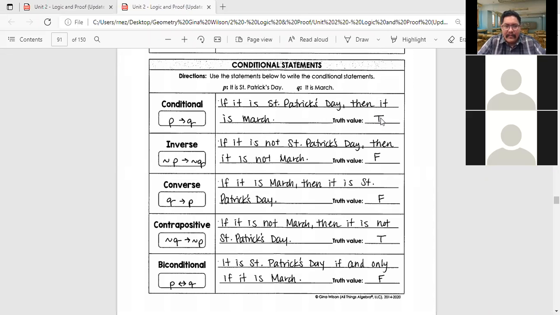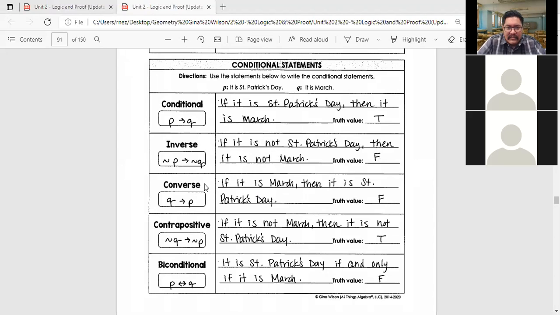Anyway, that would be true. Inverse. So inverse, remember, that's the one where you make them both not statements. So if it is not St. Patrick's Day, then it is not March. And that's false. My counterexample would be, what about the day after St. Patrick's Day? That's still March. Or the day before, or any day before or after St. Patrick's Day, still in March. St. Patrick's Day is only one day, so there's like 30 other days in that month that are not St. Patrick's Day. So that would be false.